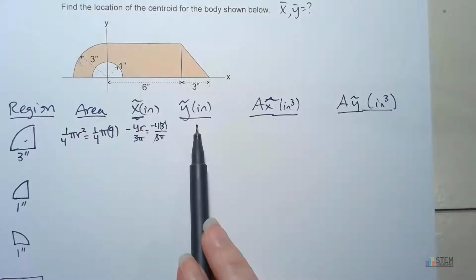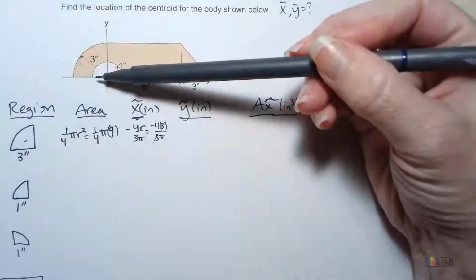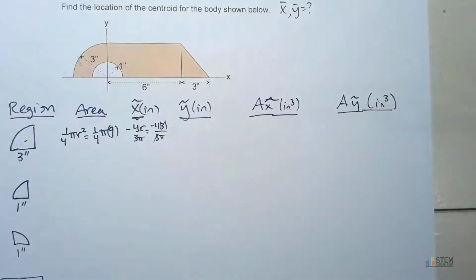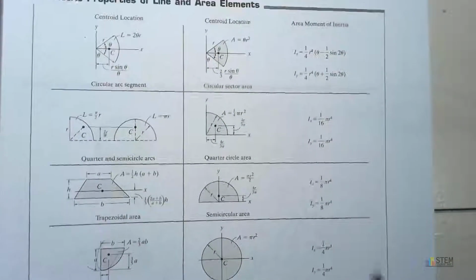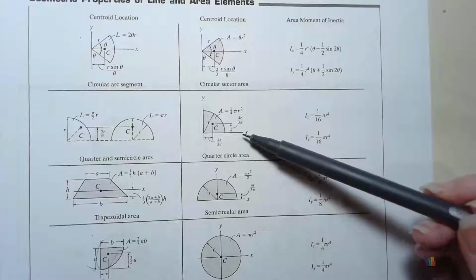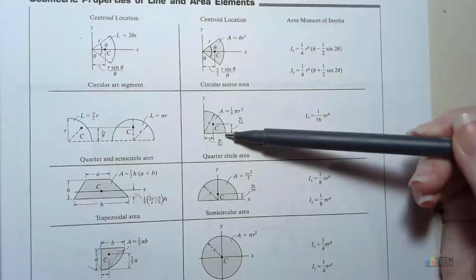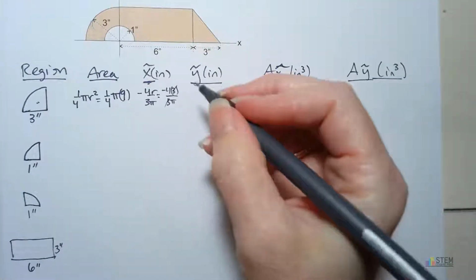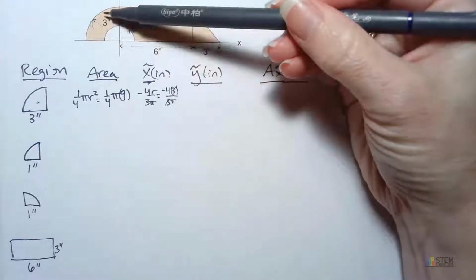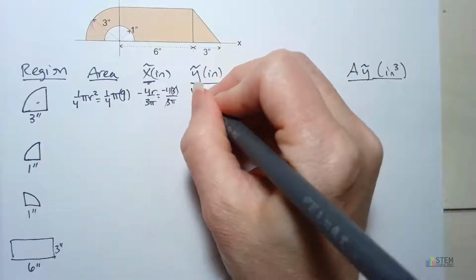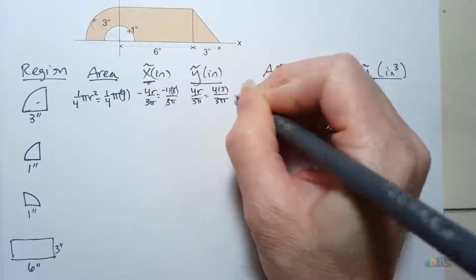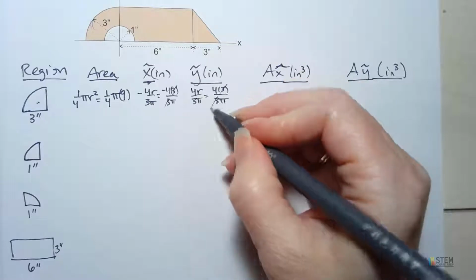Next we're going to do y tilde. So y tilde is going to be the distance from this x-axis up to the centroid. You're going to use your table again to get y tilde. You can see from the bottom of the quarter circle, the distance up to the centroid is 4r over 3 pi again. So let's use that equation. This one's going to be positive because we're going up. That's going to give us 4 times 3 over 3 times pi. And again, those 3's cancel out.